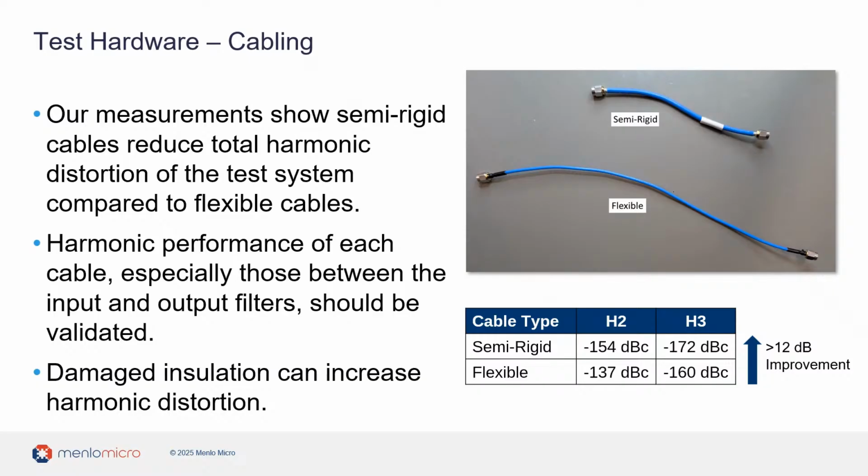Any damage to the insulation of a cable can increase harmonic distortion or cause other degraded RF performance of the overall system. So monitoring the cables themselves and periodically checking the insulation, shielding, and the interconnectors is often useful.